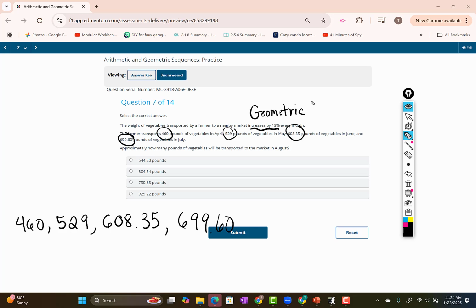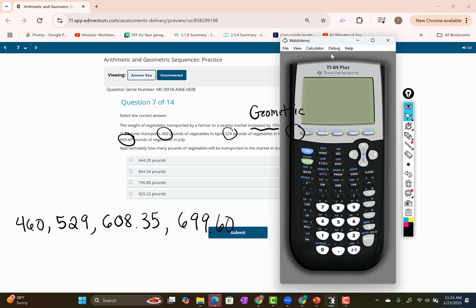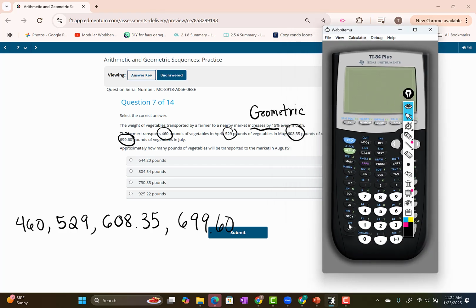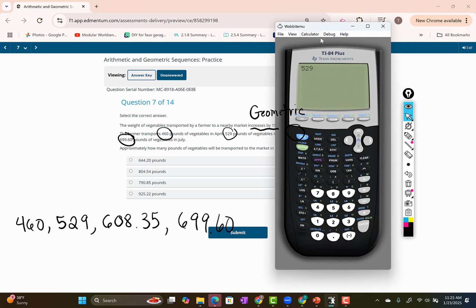So this is a geometric sequence, which means that we have a common ratio. Let's find our common ratio. That 15%, you might be able to get it just from looking at that number, but I always tell my students, let's double check. If we want to find the common multiplier, instead of subtracting the second term and the first term, we're going to divide. We take the second term and divide by the first. 529 divided by 460 is 1.15.